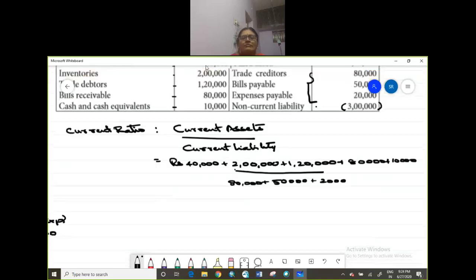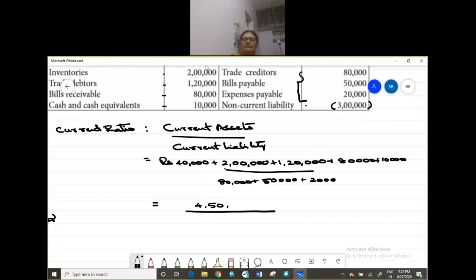So now let's see what it comes to. Let us find out the total. Total current assets: 2 lakh 40, 3 lakh 60, 3 lakh 70, 3 lakh 70 plus 80,000, that comes to 4 lakh 50,000. And next, current liability: 80,000 plus 50,000 plus 20,000, so 1 lakh and 50,000.